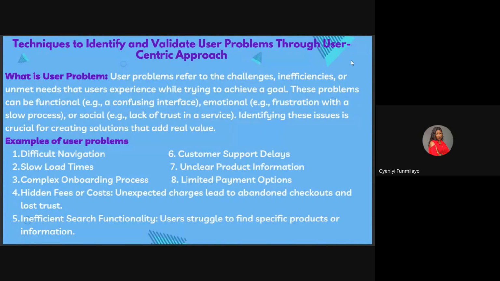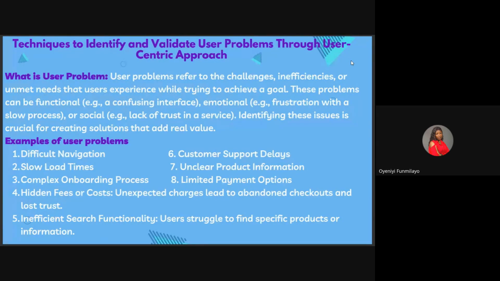Customer support delay. This one can be very annoying. But one app that I know their customer support is actually trying is Piggyvest. If you reach out to them, they always respond on time. So customer support delay can also be frustrating. Unclear product information, limited payment option.